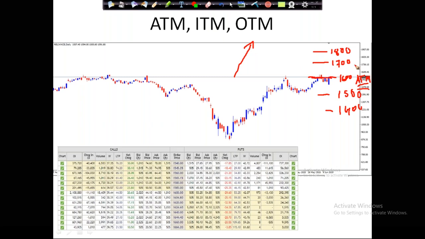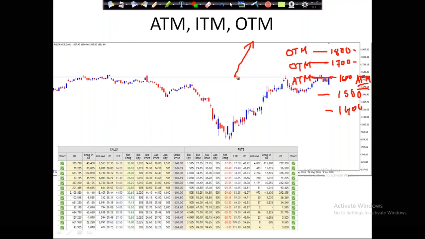Now this is called the strike price. This 1700 strike price is called out of the money, OTM. I saw another guy who wants to buy the 1800 strike price; that is also called OTM. Does it make sense? Okay, now next, this is called ATM, at the money.